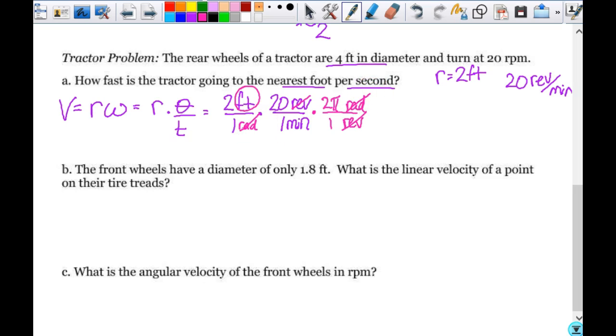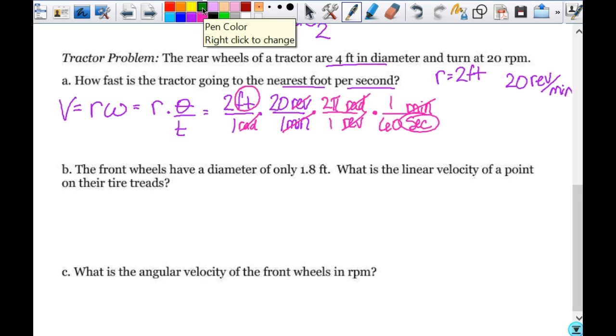That now gives me radians, which will cancel out with that, so that's good. So now I've got feet, but I'm still in minutes. So I have to multiply to put my minutes on the top and my seconds on the bottom. So 1 minute for every 60 seconds, and then my minutes cancel out. So now I've got it in feet per second, and everything's converted. Okay, everybody with me?